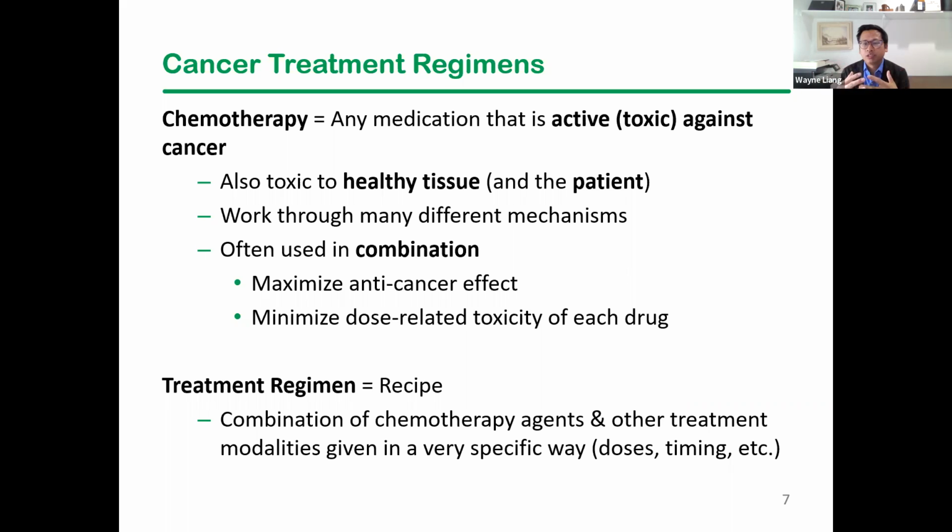Hopefully with a combination, it would be sufficiently toxic to the cancer without hitting that really high toxicity of each individual agent. And that is one of the theories behind why we use combination chemotherapy to treat pediatric cancers. And so when we talk about treatment regimens, we're basically talking about a recipe containing ingredients put together in a certain way, just like you may have a recipe to bake a cake or cook a dish.